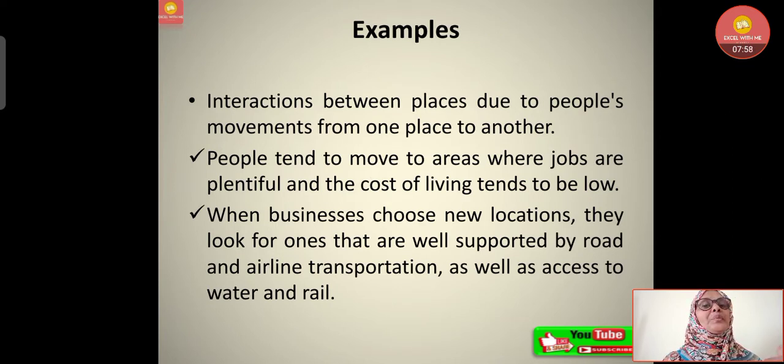Interactions between places due to people's movements from one place to another. That is, people tend to move to areas where jobs are plentiful and the cost of living tends to be low. Then when businesses choose new locations, if people want to do any business, they choose the location where the resources are available. They look for ones that are well supported by road and airline transportation, water and rail. For example, Jamshedji Tata started the iron and steel industry exactly in Jamshedpur because of the availability of the resources there. Water is also very important to start any industry.